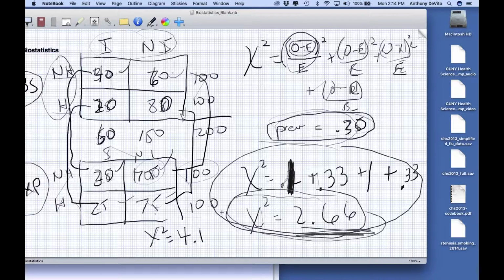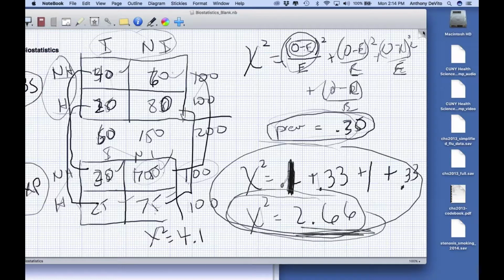In that case, I would reject my whole null hypothesis and say that the difference between my observed values and my expected values is large enough that I can say with less than 5% chance of being wrong that there is an association. Reject the null hypothesis that there's no association, accept the alternative that there is an association between wearing a helmet and not wearing a helmet and getting a head injury.